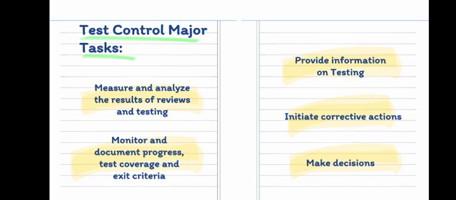Test control major tasks. Measure and analyze the result of reviews and testing. Monitor and document progress, test coverage, and exit criteria. Provide information on testing. Initiate corrective actions and make decisions.